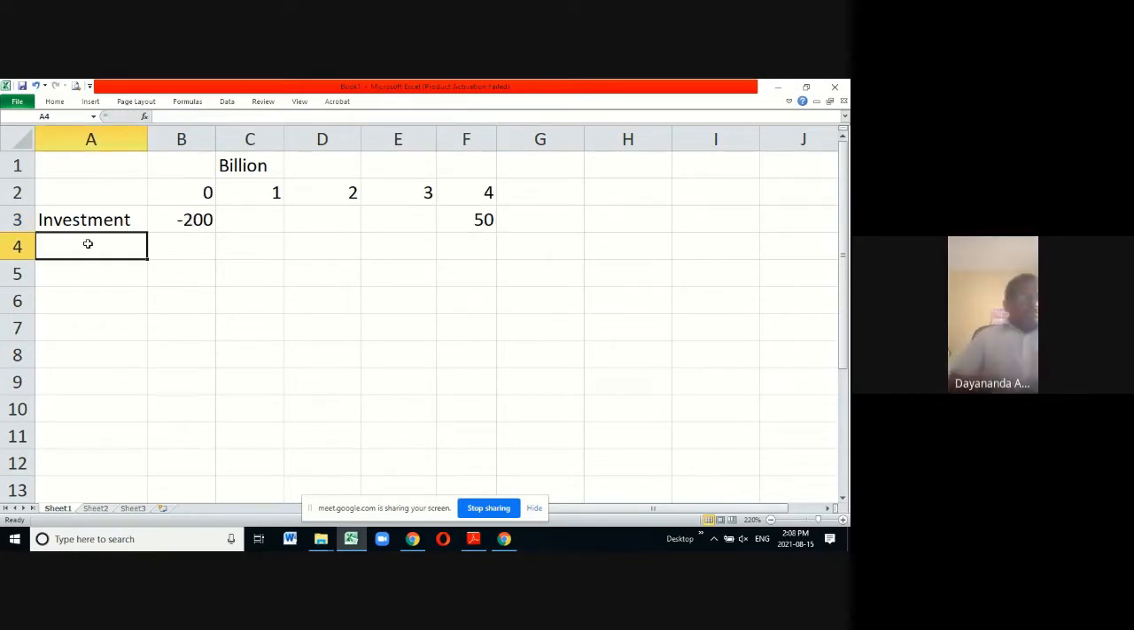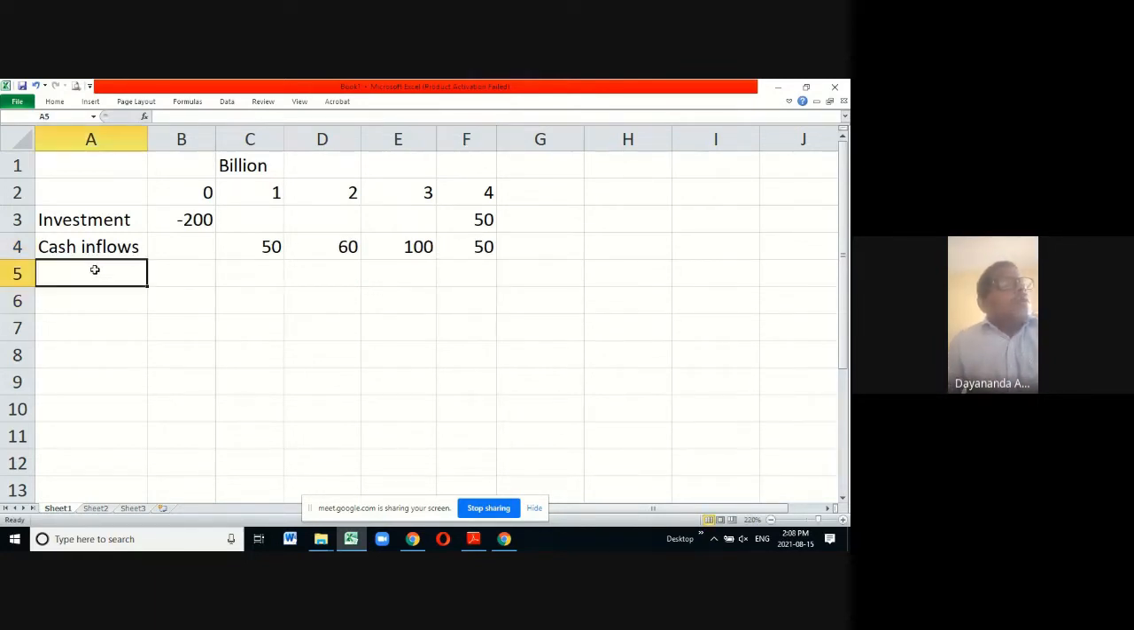Then income from this, the cash inflows. Cash inflows means by performing this project, you get cash inflows. Here 50 in the first year. Here it is 60. Here it is 100. Here it is again 50. That is the cash inflow.